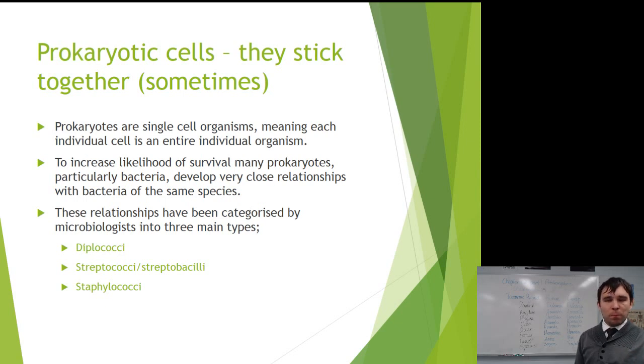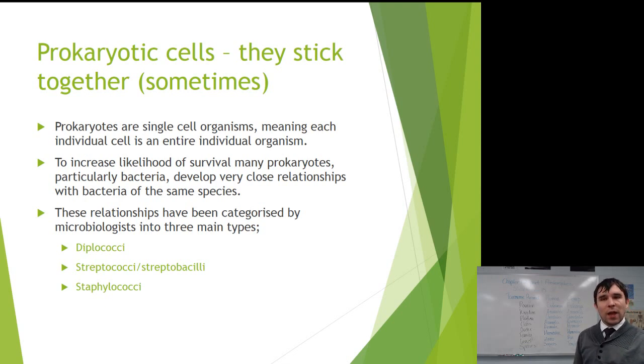And there are three main categories of this. There are diplobacteria, which organize themselves into pairs. So diplococci is the classic there. But we also have strepto. Strepto means that they organize themselves in long chains. So we have streptococci and streptobacilli.